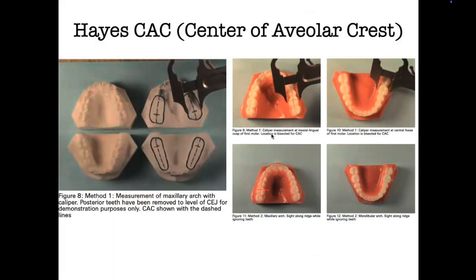So this is, we talked about this a couple times ago, Hayes center valvular crest. You can do this even with plaster models. You can cut off the teeth, look where the ridge is, draw a line in the middle, and you can get a pretty decent measurement of how wide the upper jaw is compared to the lower jaw. Don't forget to mark where your first molars are before you cut off the teeth.